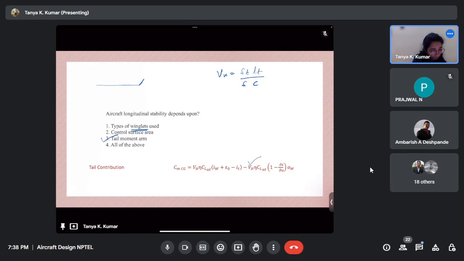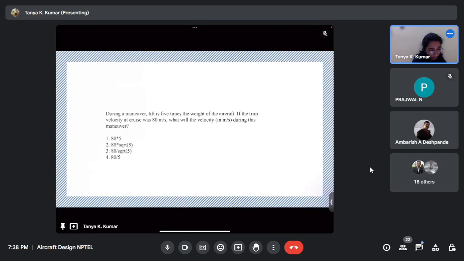Okay, so next question. During a maneuver, lift is 5 times the weight of an aircraft. If the trim velocity at cruise was 80 meters per second, what will the velocity during maneuver be? What was the trim velocity equation? Trim here in this case would be steady level flight, right? One of the trim conditions would be steady level, that is when lift equals weight and thrust equals drag.